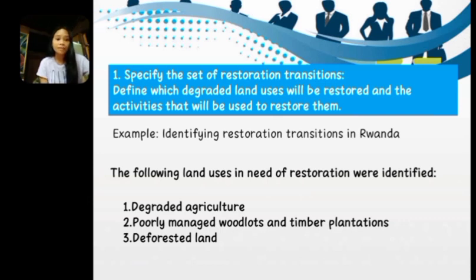Second is poorly managed woodlots and timber plantations. A woodlot is a small area of trees that can be used as fuel or to provide wood for building things. And third is deforested land, which is the purposeful clearing of forested land.